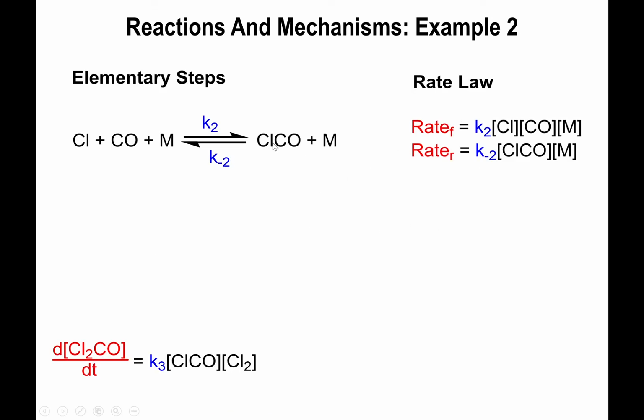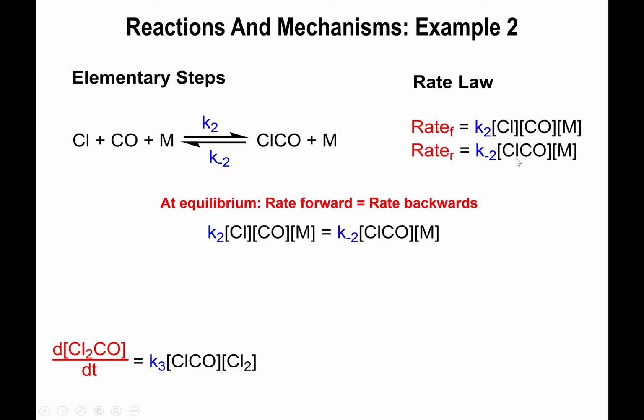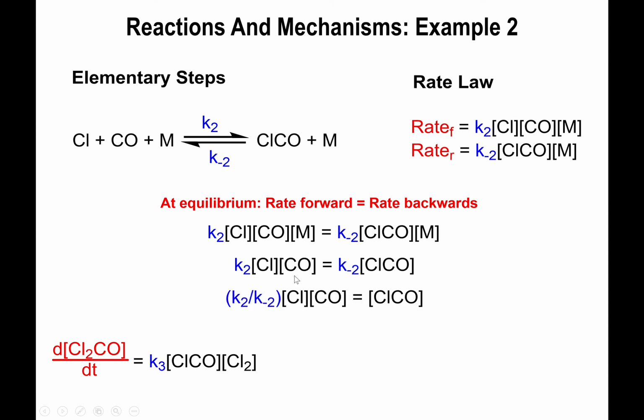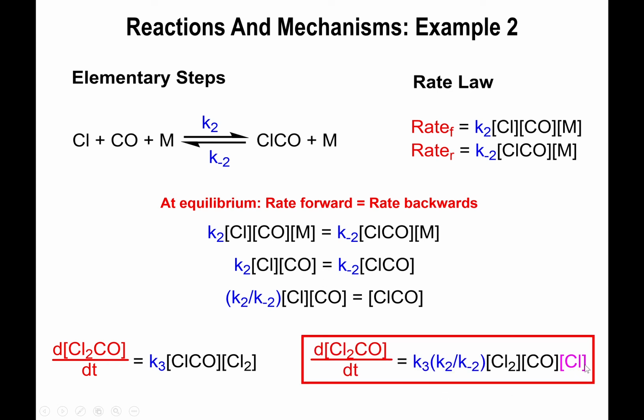All right, here we go. So using the equilibrium that has ClCO present in it, since this is an equilibrium, we're going to equate these two rates to each other. And we're going to solve for ClCO, meaning that the M's are going to cancel out. You're going to have K2 divided by K negative 2 times [Cl] times [CO]. And that is what can be substituted back into the rate law. And so we do that.